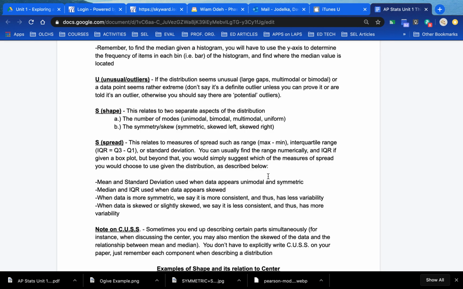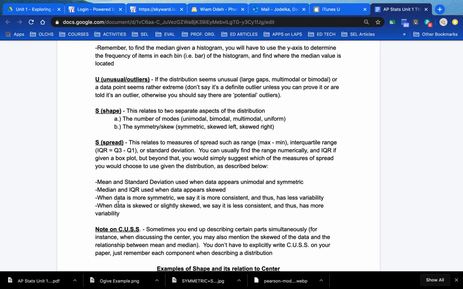But basically what you'd say for this part of CUS is the following. Remember, mean and standard deviation are used when you have more unimodal and symmetric data. Median and IQR are used when the data has a skew. So if there's a skew of some kind, it will influence the mean and standard deviation, but one or two extreme values won't really affect the middle values, and that's why you'd use these different measures in those different scenarios. So make sure you know which to pair, which measure of center and spread.